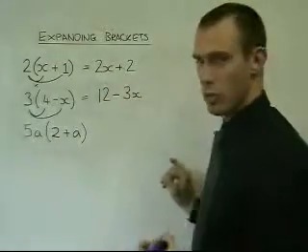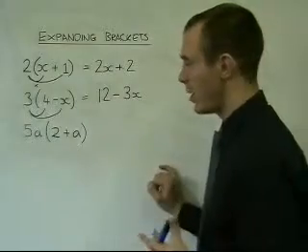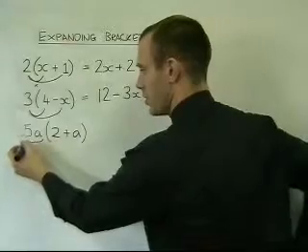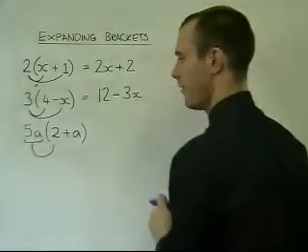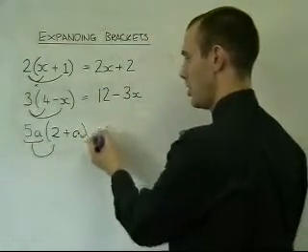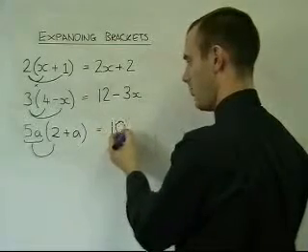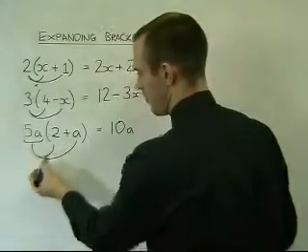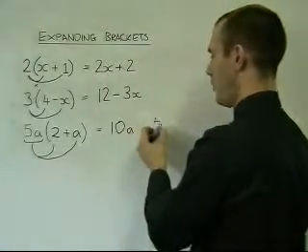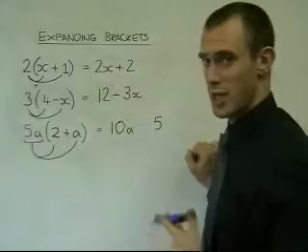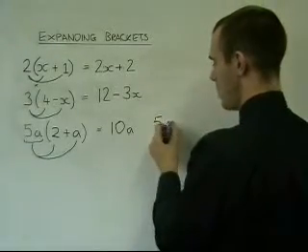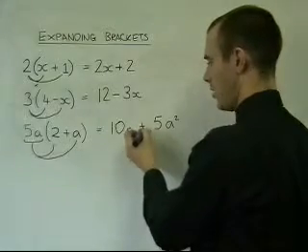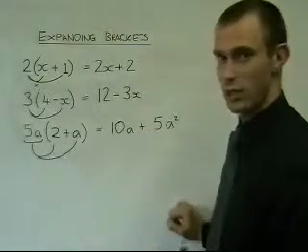The next one down here is more complicated because there is a letter outside the brackets, but again the method is still the same. Take both of these and multiply them by 5a. 5a times 2 is 10a, and 5a times a, well, we have 5, but a times a is a squared. And it's a positive a squared, so we add on 5a squared, and there we have it.